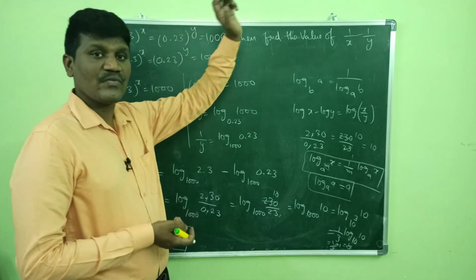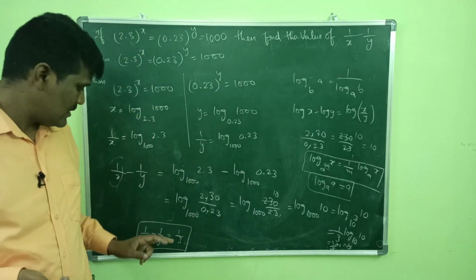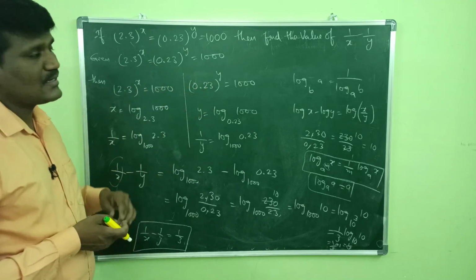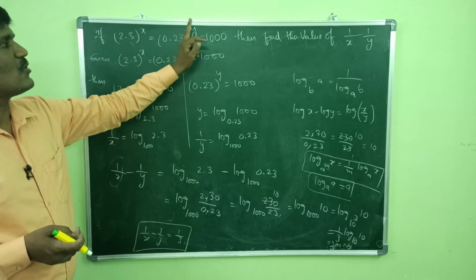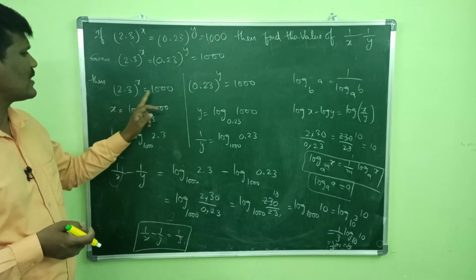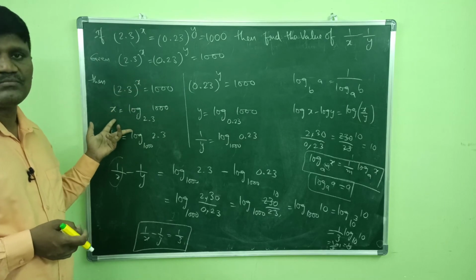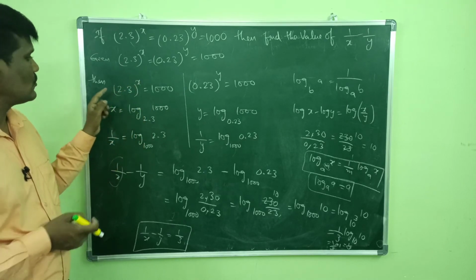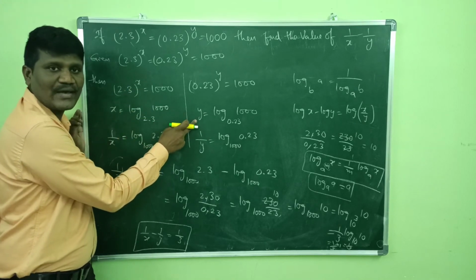So this is the problem. In fact, in the textbook they have given the answer as 3, which is wrong. The answer should be 1 by 3. How did we do it? Let us see once again. Given 2.3 whole power x is equal to 0.23 whole power y is equal to 1000. So I equated like this, and by using exponent to logarithm form, if a power x is equal to n, x is equal to log n to the base a. So by using exponential to logarithm form, I did like this for the x and y values.